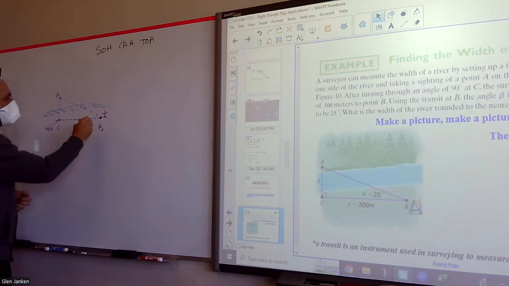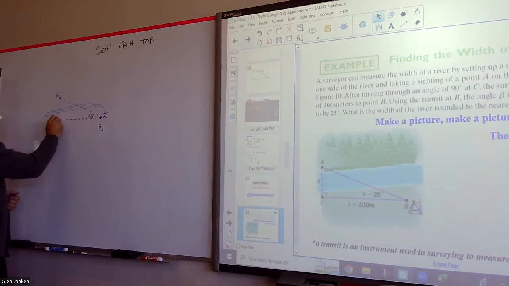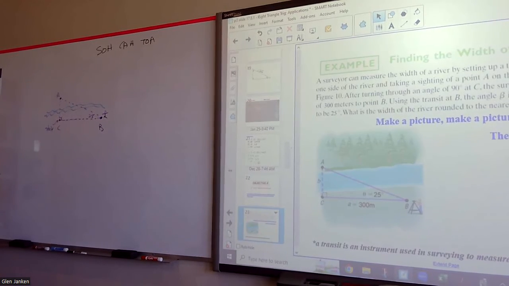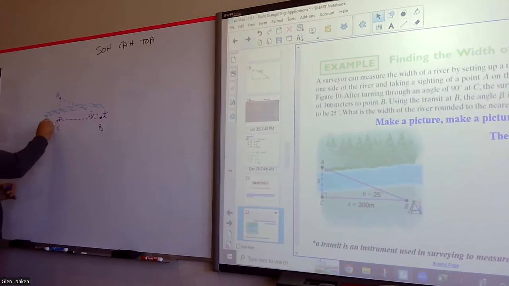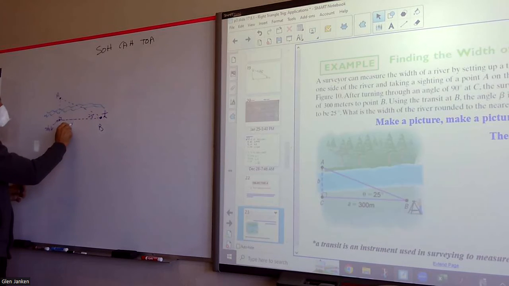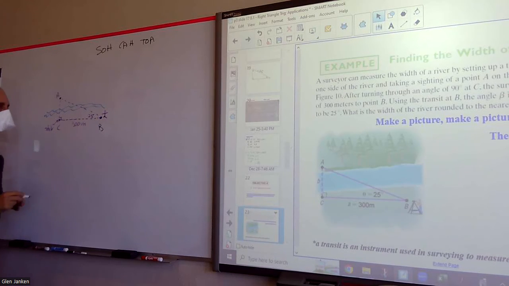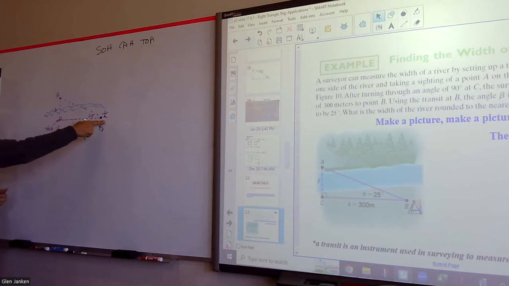And I've measured with my device that this is 25 degrees. I know this is 90 degrees because it's straight across the river. And I know that the distance from my stick to where I'm standing is 300 meters. John, just solve the triangle. I'm just going to solve the triangle. I'm trying to find side B, because here's angle B. Here's side B. I'm trying to find side B.